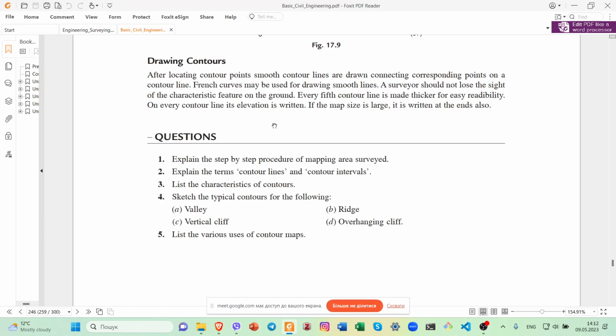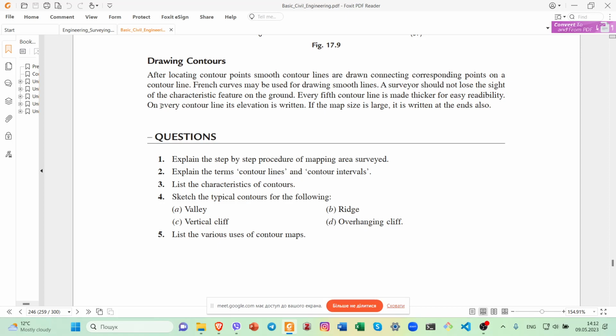So after locating contour points, smooth contour lines are drawn connecting corresponding points on a contour line. French curves may be used for drawing smooth lines. A surveyor should not lose sight of characteristic features on the ground. Every fifth contour line is made thicker for easy readability. On every contour line, its elevation is written.